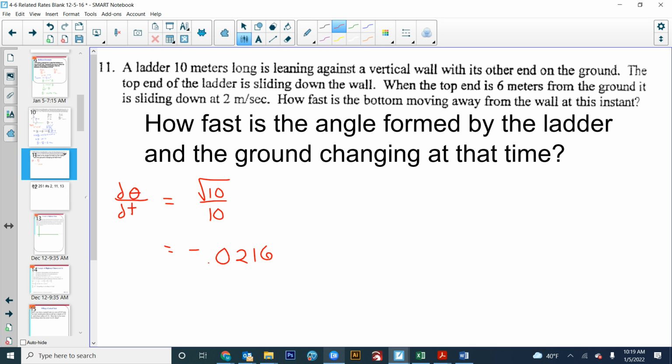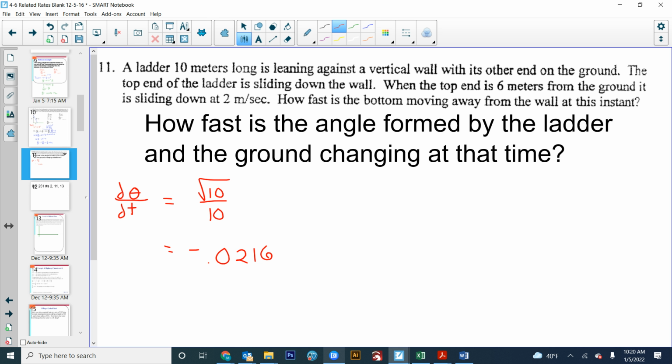Anyone else get that? Other answers? First of all, should the rate at which theta is changing with respect to time be negative or positive? Why? The angle formed by the ladder and the ground is decreasing. Do you agree? So the rate that theta is changing should be negative. So that's just a quick little checkpoint as you're going through it.